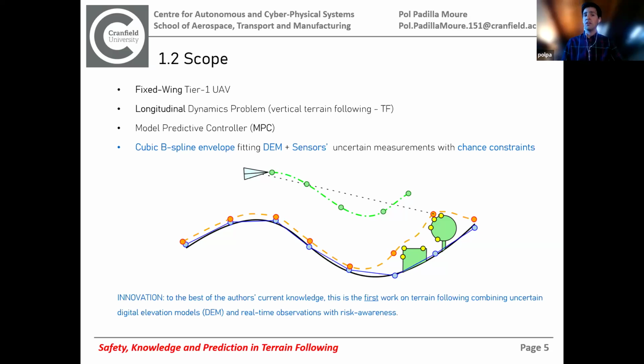As we have gathered, this is the first work on terrain following that combines those two uncertain measurement sources in a risk-aware and real-time manner. That was the main point of this work. The first contribution was to separate the terrain following problem into not just a single algorithm for guidance and control, but two stages. The first stage would combine the data and provide a long horizon in a simpler manner. And the second stage, a close-up guidance and control, would provide the commands with MPC to control the aircraft and handle the fast nonlinear dynamics.